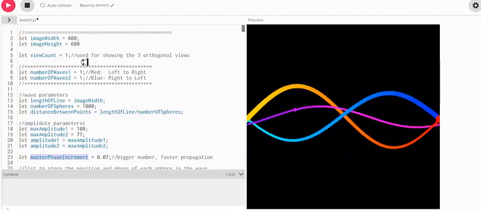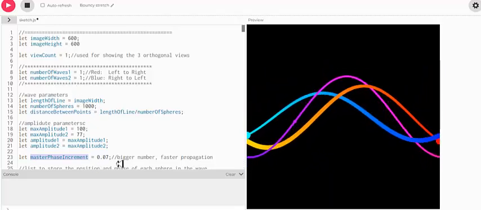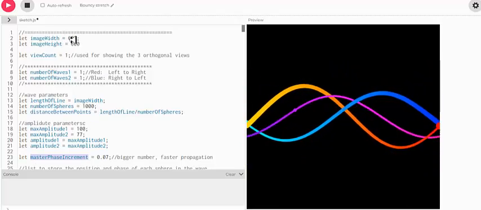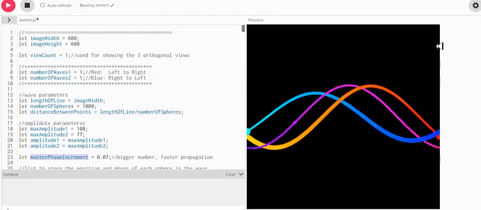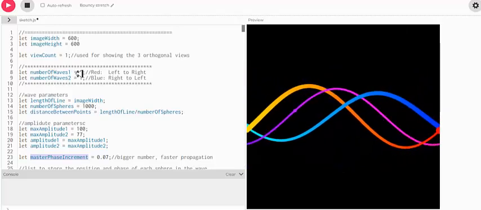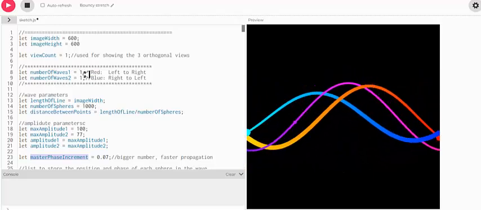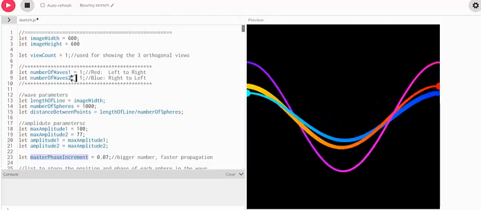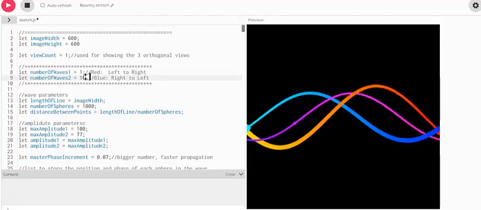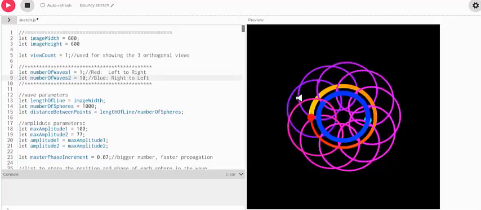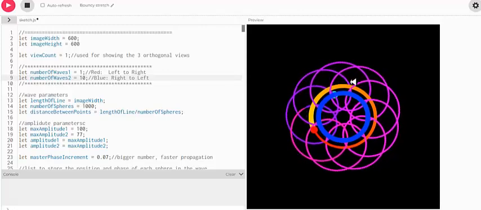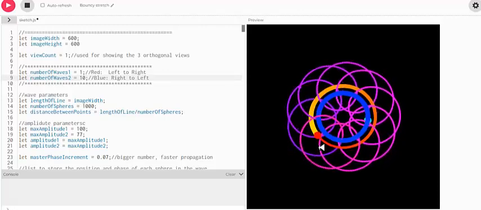I recommend that you start with playing around with these values here. You can make the window bigger if you want a bigger window. If you want to change the number of waves associated with wave 1 or wave 2, the red wave and the blue wave, if you want to have, I don't know, 1 and 10, which actually makes a very beautiful pattern when you're looking down the barrel of the gun.